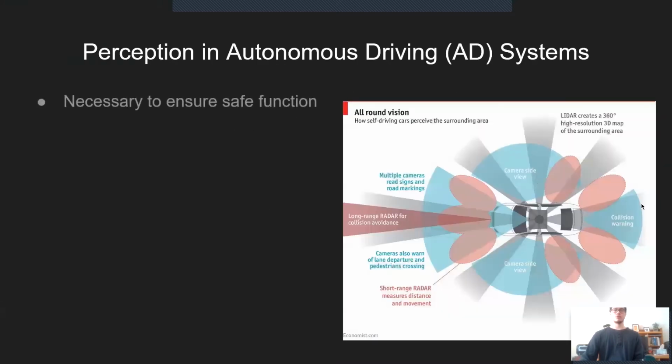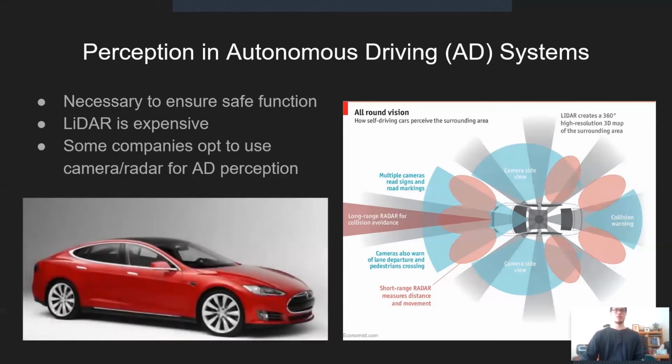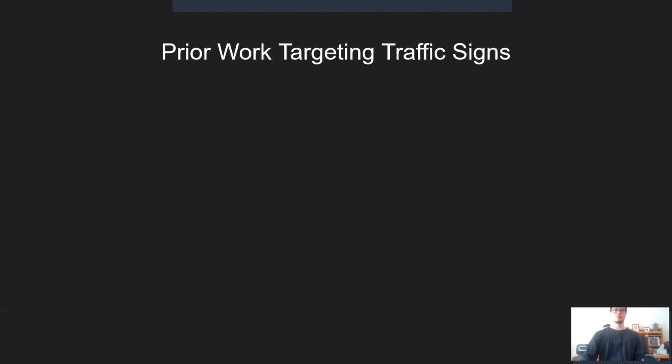Perception is crucial to ensure safe driving in autonomous driving systems. AD systems leverage multiple types of sensors, including cameras and LiDARs, to detect surrounding obstacles in real time. LiDAR is particularly good at detecting obstacles, but its sensors can be prohibitively expensive. For this reason, companies such as Tesla have opted to use camera and radar for their AD perception.